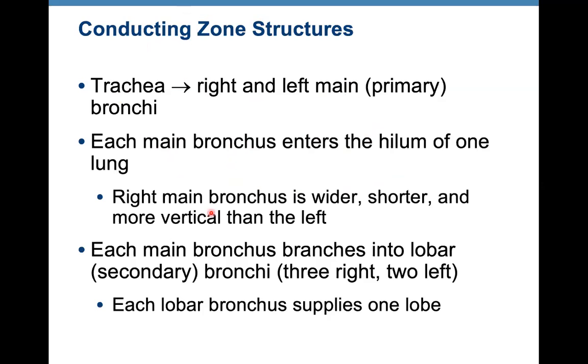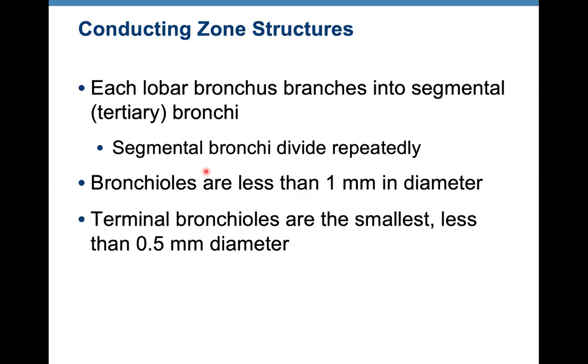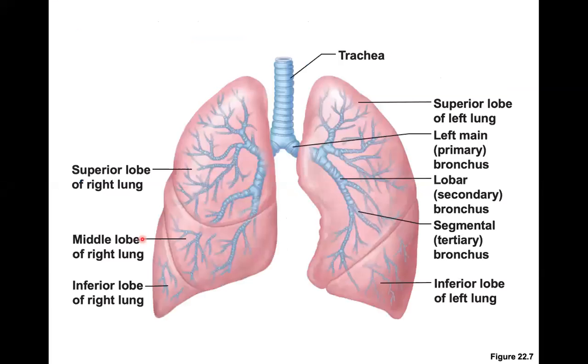Each main bronchus will branch into what we call lobular or secondary bronchi. Each one of the lobular bronchi will feed into a lobe of the lung. As I mentioned previously, the right lung is going to have 3 lobes, so we'll have 3 secondary bronchi. The left lung will have 2 lobes, and that will have 2 secondary bronchi. Each secondary bronchus will then branch into segmental or tertiary bronchi, and this is where you start to get those orders of division. It will continuously branch until you get to the terminal bronchioles, which are the smallest, less than 0.5 millimeters in diameter.